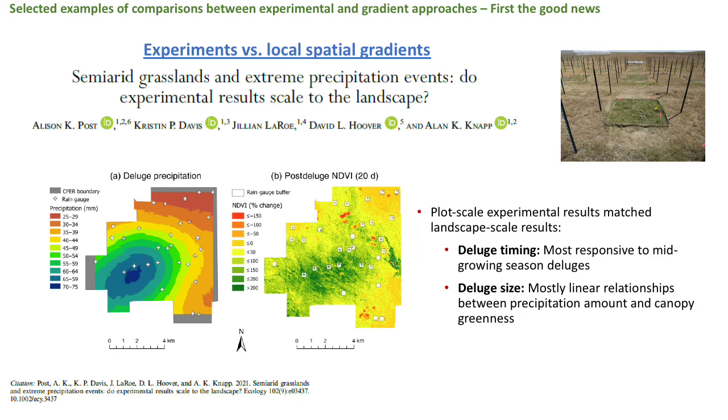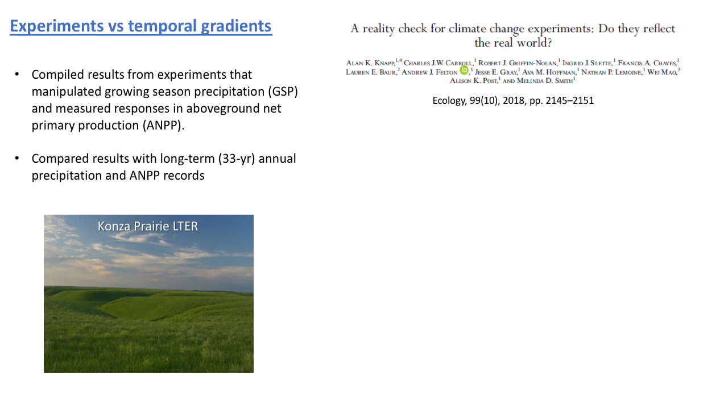And the take-home message is that when we did these experiments at different times of year, we saw different levels of responses. We saw the same sorts of things in the responses to natural rainfall events. Mid-season deluges or large events tended to result in the greatest response in these systems. And when we did this experimentally, as we varied deluge size, we saw those relationships were mostly linear between precipitation amount and ecosystem response. And we saw the same thing again across spatial scales, giving us some confidence that what we're learning experimentally plays out over the landscape at a larger scale.